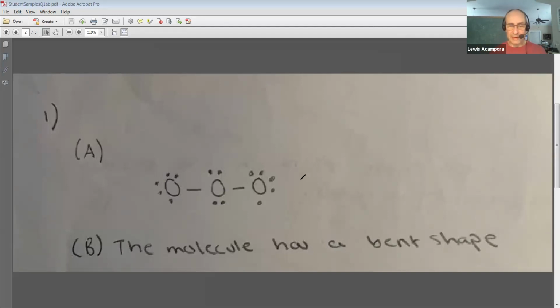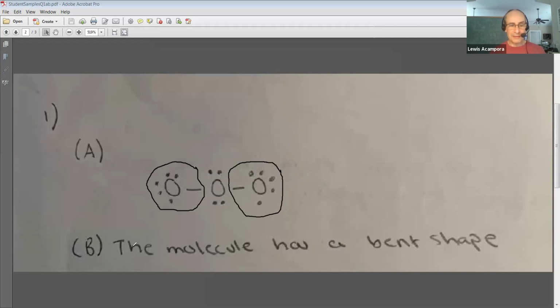Remember, there was 1 point for a good electron dot diagram that satisfies the octet rule. In this case, even though there are the correct number of electrons, this oxygen atom does not satisfy the octet rule. There are only 7 electrons, and the same for this one. Only the central atom satisfies the octet rule. So this would not get the first point, and there's no illustration of resonance, so we would not get the second point either.